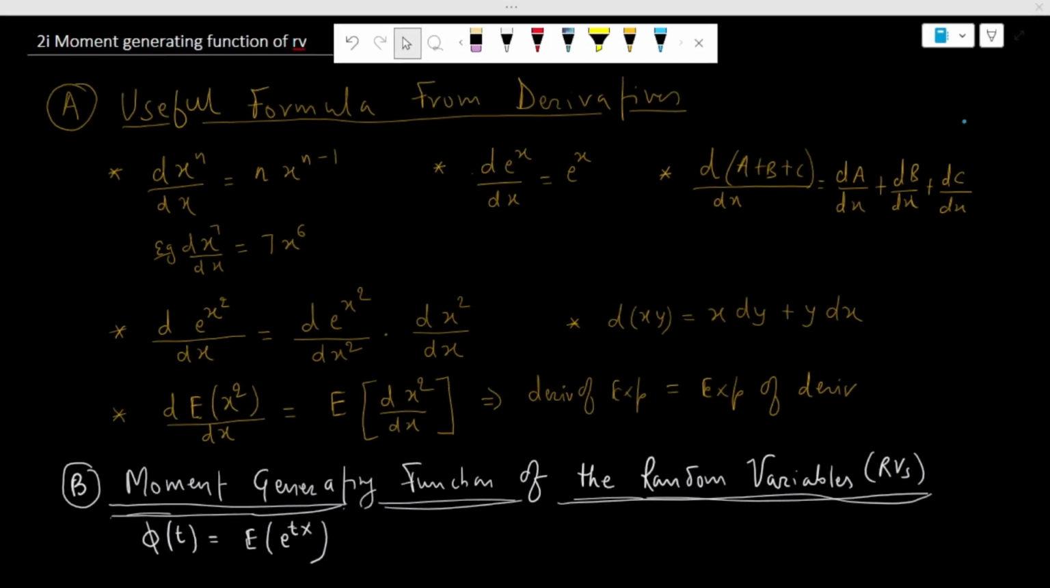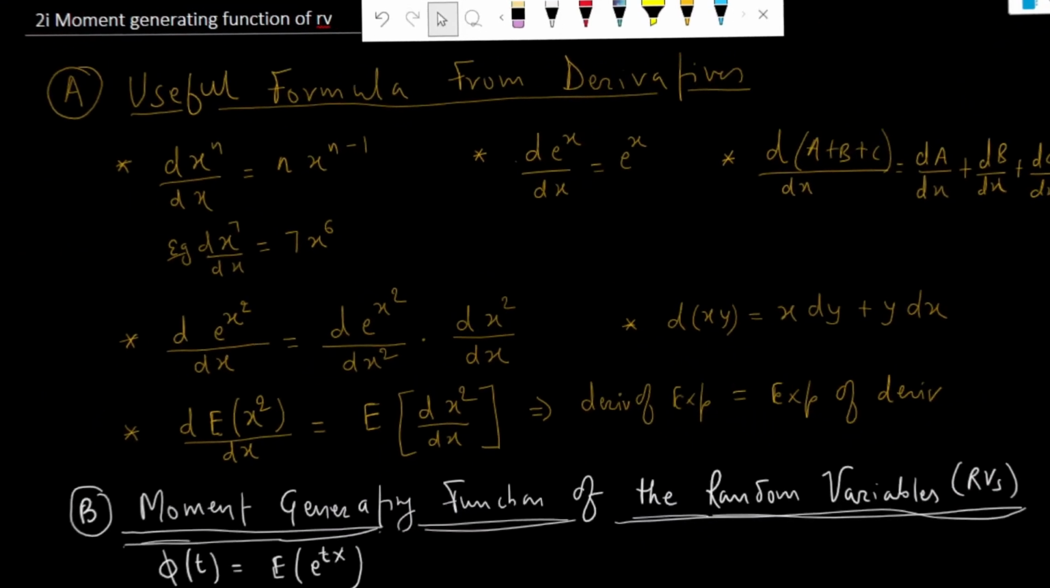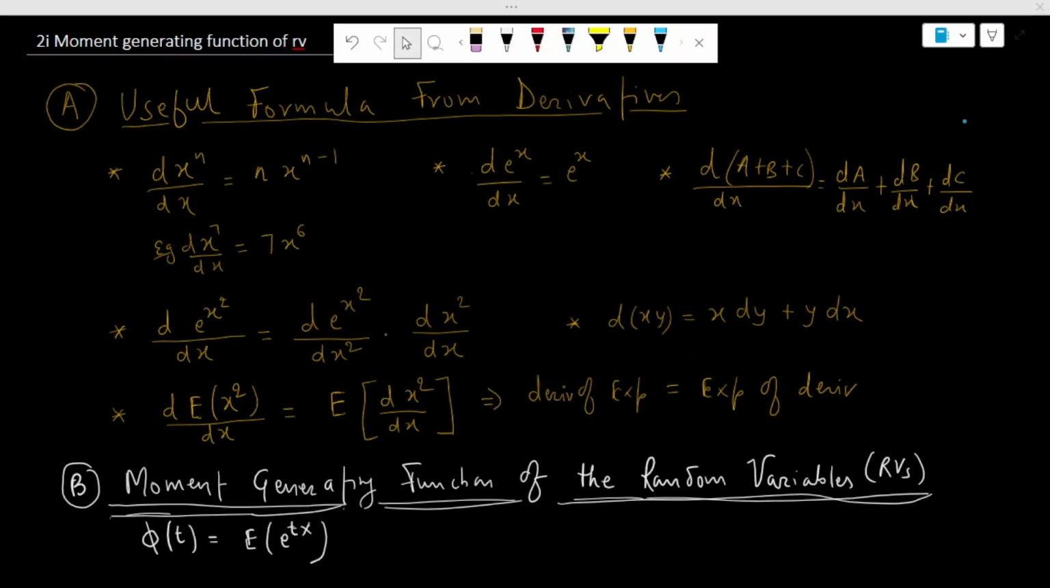In this video, we'll discuss the moment generating function of random variables. And before that, let us see some of the useful formulae from derivatives. So the derivative of x to the power n is equal to n x to the power n minus 1.